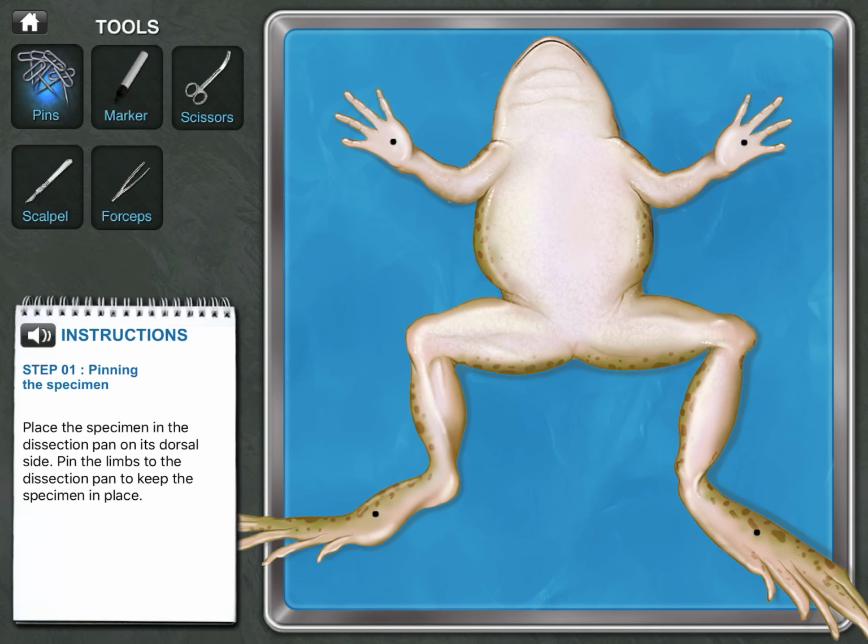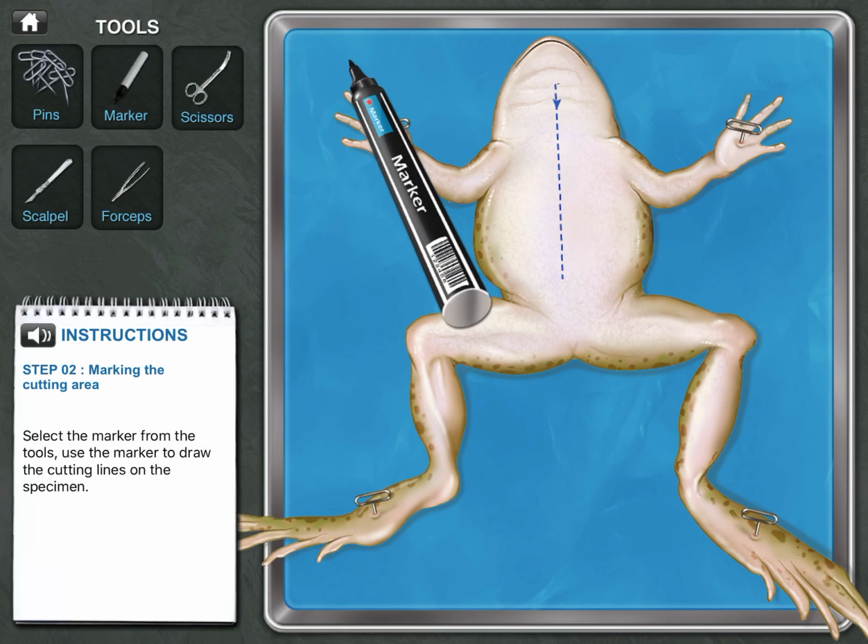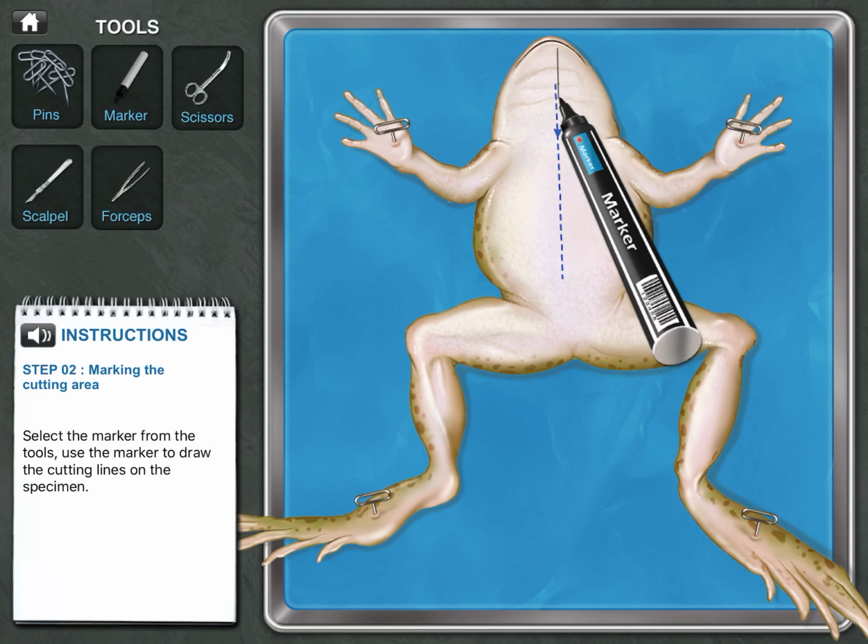All right, so you're going to put the frog in this tray that has almost like a bulletin board where you can tack things on it. So the pins are going to get pinned onto the frog to keep the frog in place so it doesn't move around. Then you're going to take a marker and you're going to mark where you're going to cut.